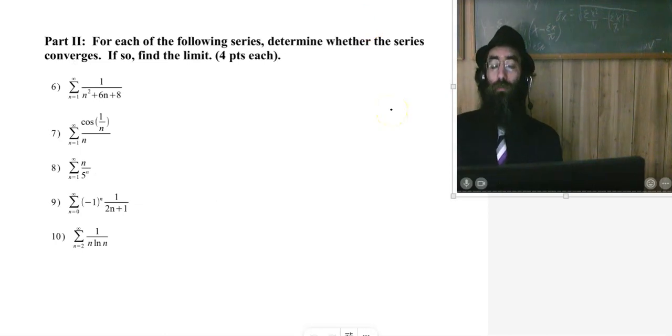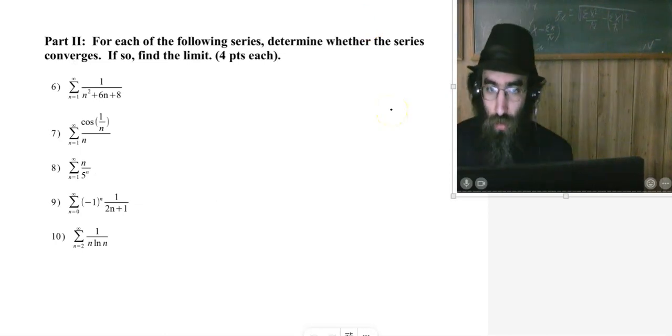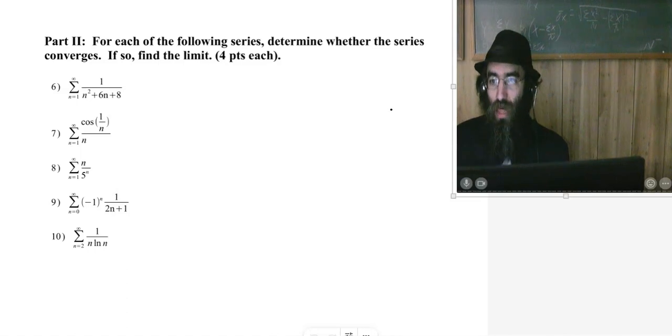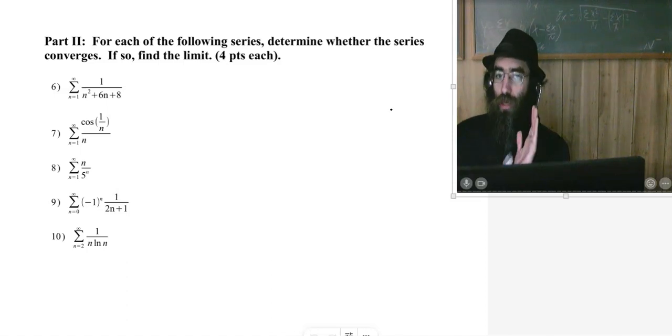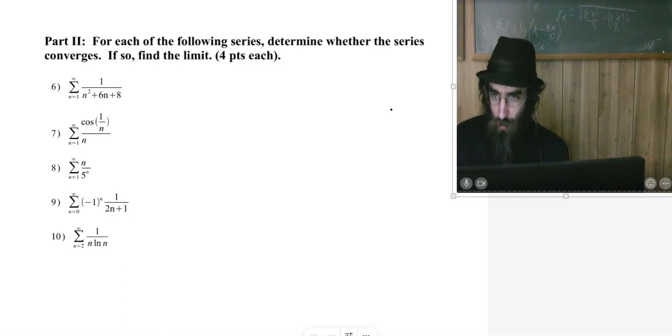Okay, part 2. For each of the following series, determine whether the series converges. If so, find the limit. This is where the hidden bonus points are. On 3 of these series, it converges. To find the limit, you would score the additional 4 bonus points per question, for 12 total bonus points available, for a maximum possible score of 112. The 100 regular points plus the 12 bonus points.